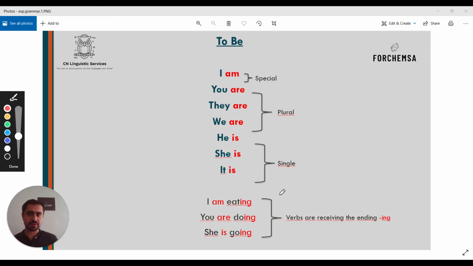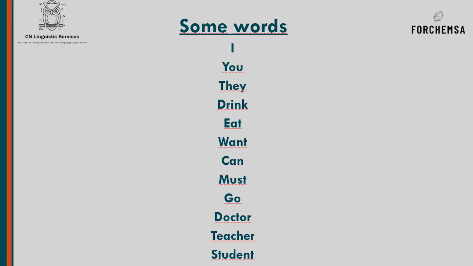The second thing that you need is just very basic words. Very simple words. Let me tell you a few of them. I, you, they, drink, eat, want, can, must, go, or I don't know, the professions such as doctor or teacher, students, and so on.